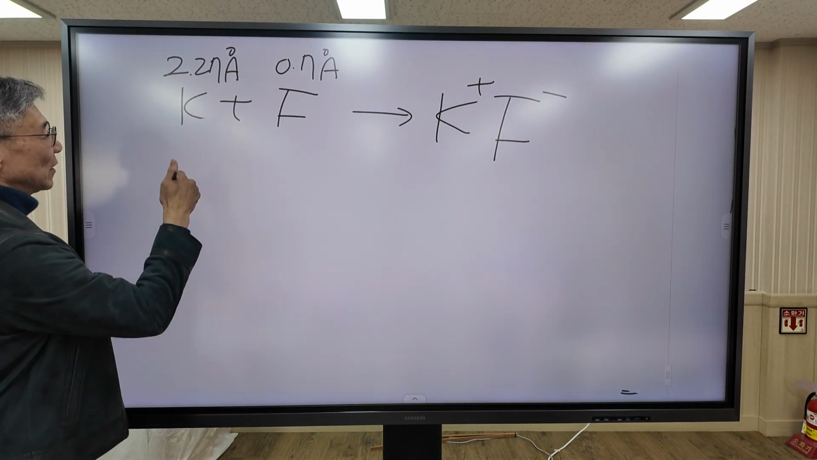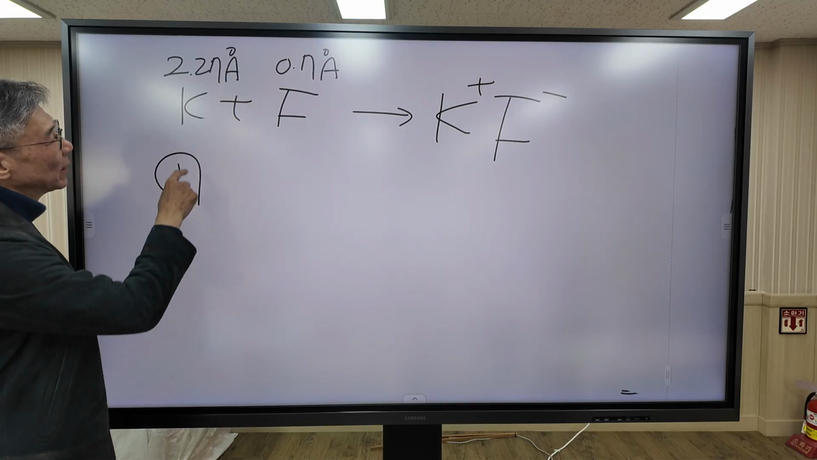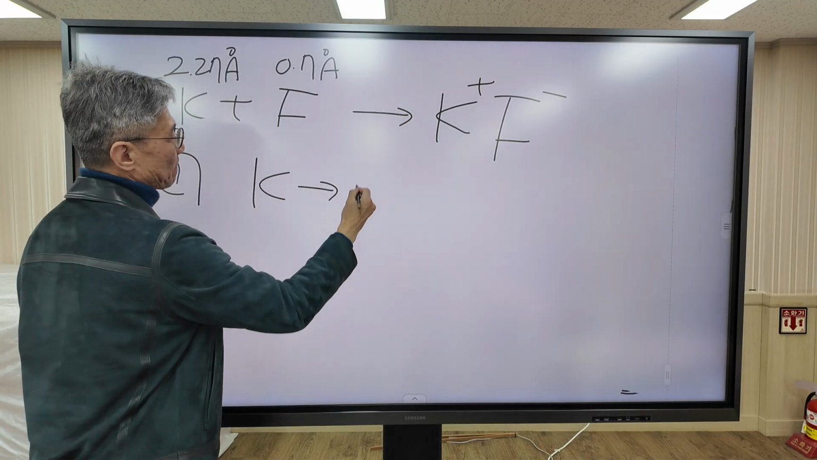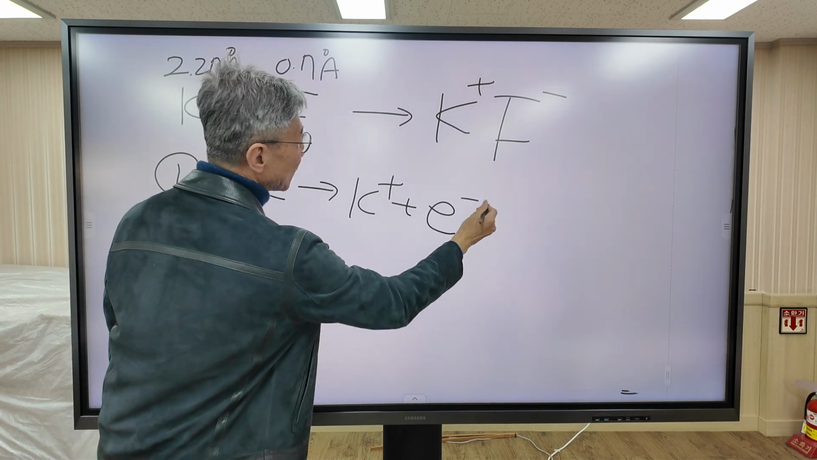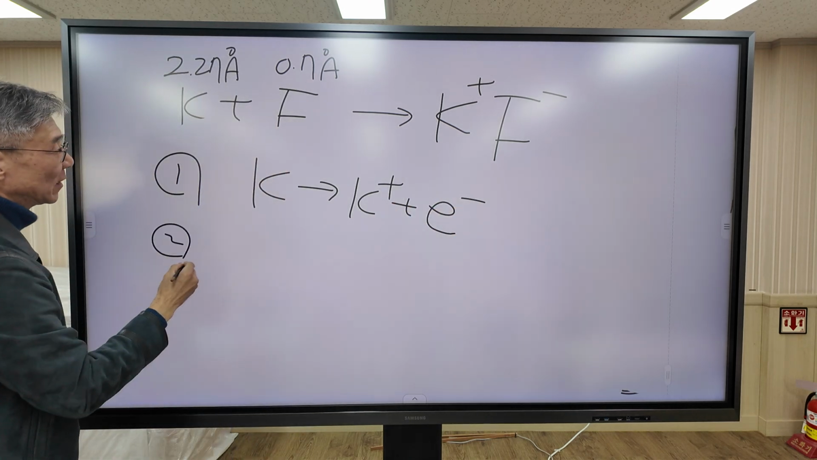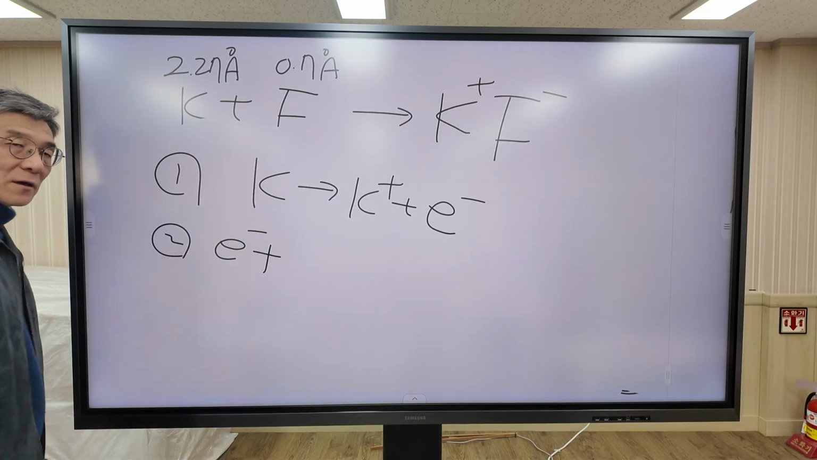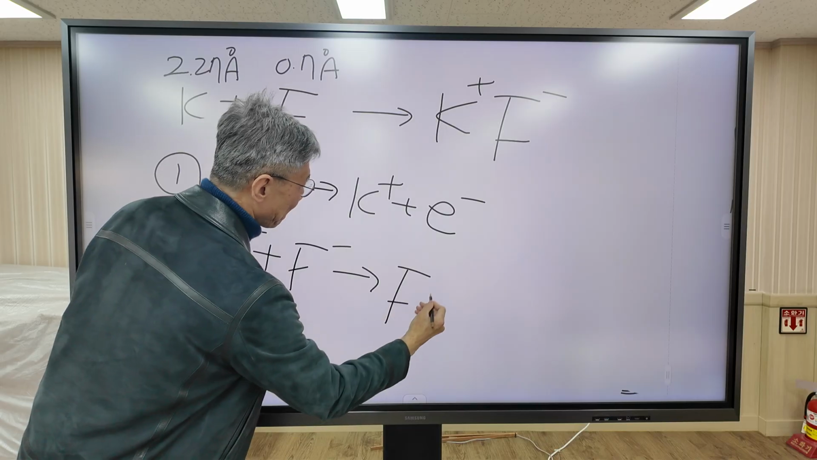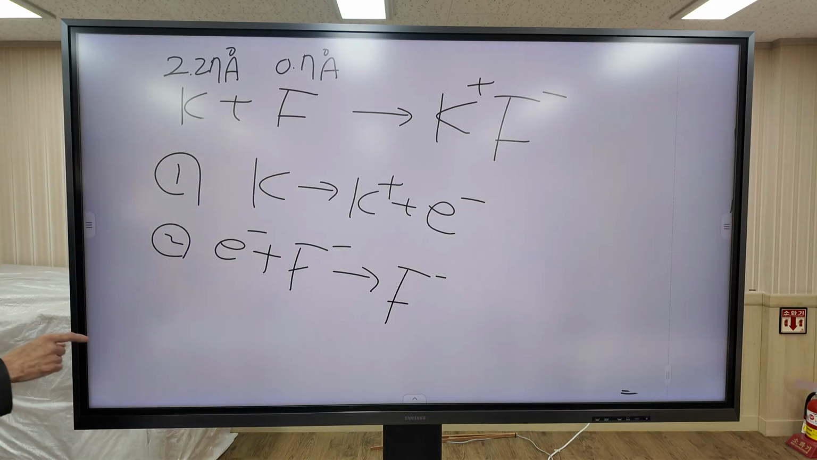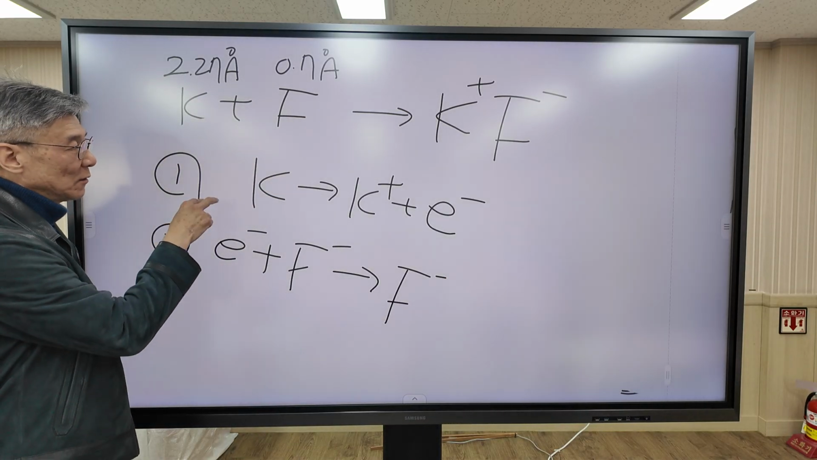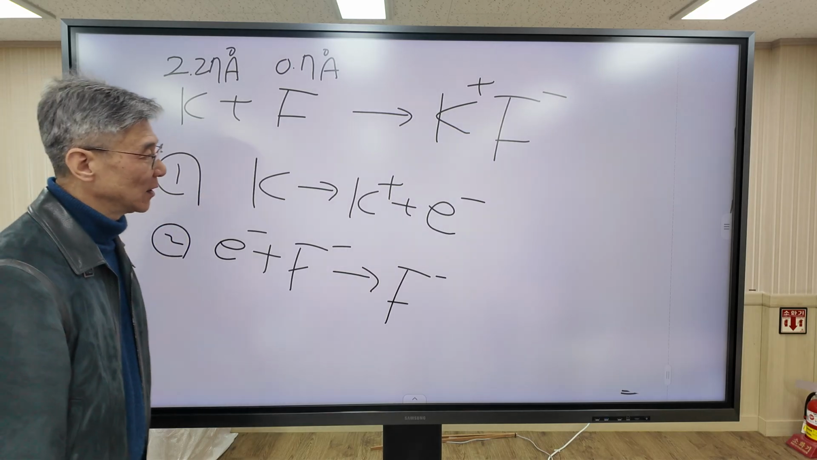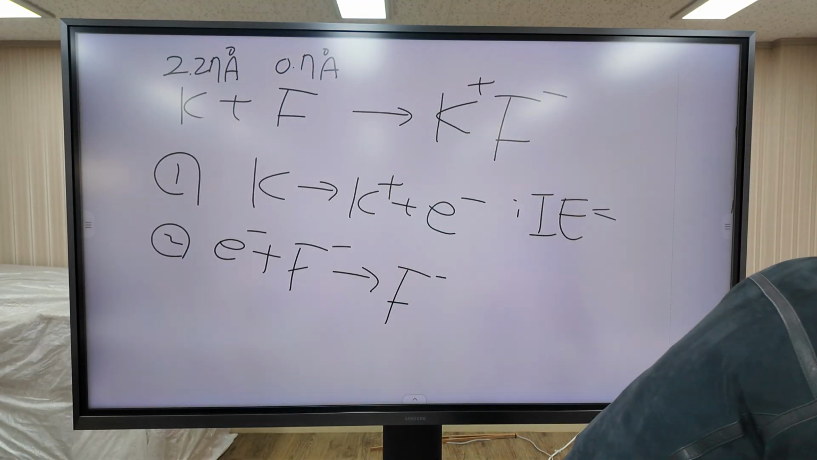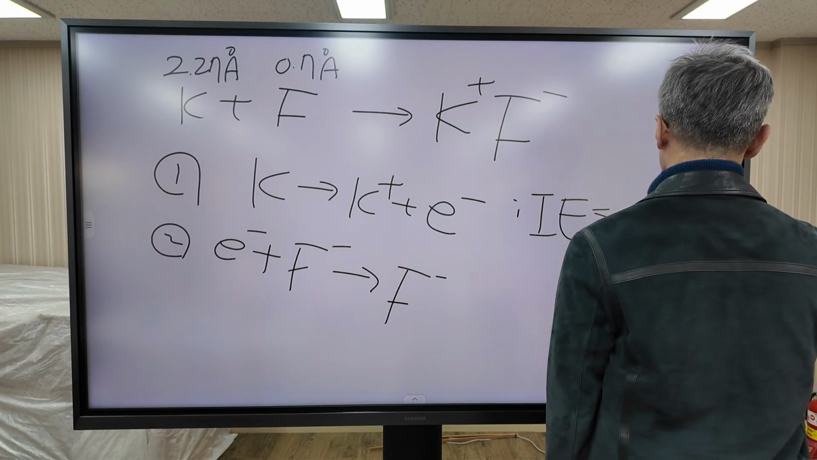In the first step, the potassium atom must lose an electron. This is the first step. Second step, the fluorine atom must accept an electron to become an anion. So in the first step, how much energy is needed for this step to proceed? This is the ionization energy. The ionization energy is measured to be 419 kJ/mol.